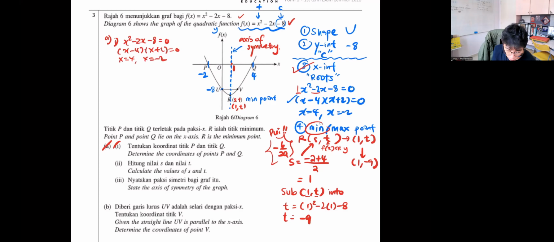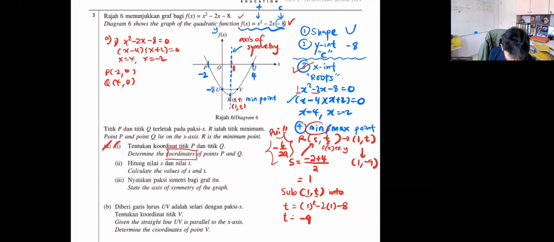Now, I repeat, see the word coordinate. So what's the coordinate of P and Q? Tell me the P coordinate. Don't put it wrongly. If you put just 4 and negative 2, wrong. So the answer is (-2, 0) and (4, 0). This is how we're going to present it. So don't play.